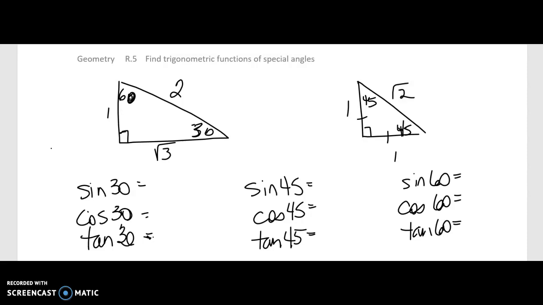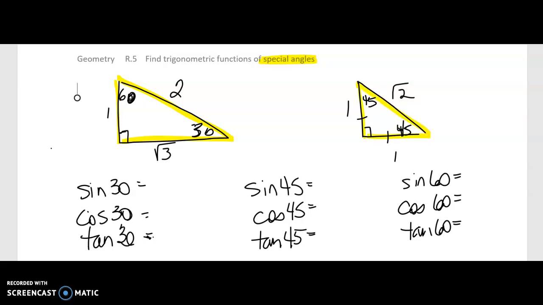Okay, so on R5, what I've done is on the back side of your paper for your notes, I have drawn these two triangles. Now these are special triangles, which make special angles, and the only specialness is these two triangles. There's no other specialty unless you have Pythagorean triples, which we'll talk about later, but not in this lesson. So, special angles. Special angles is a 30, 60, 90 triangle or a 45, 45, 90 triangle.